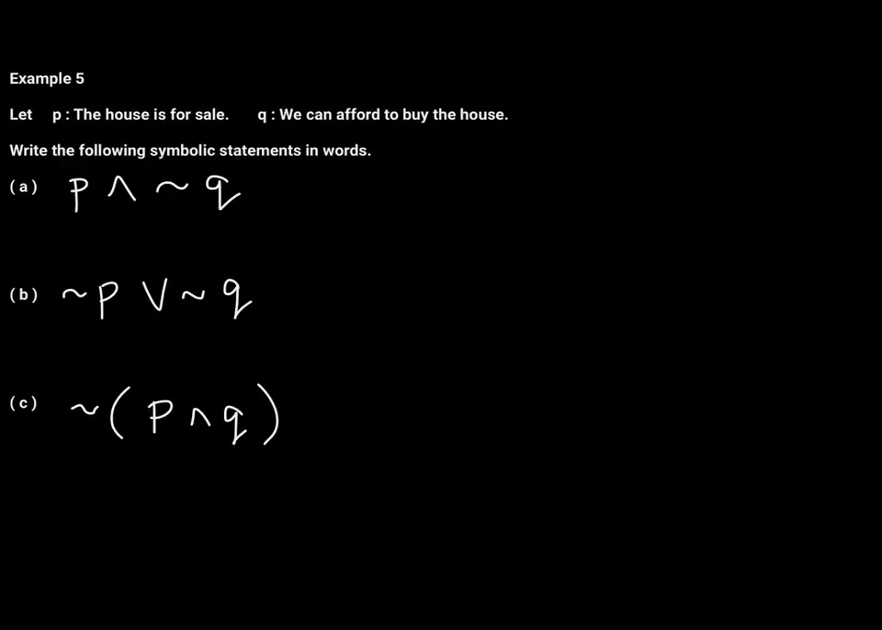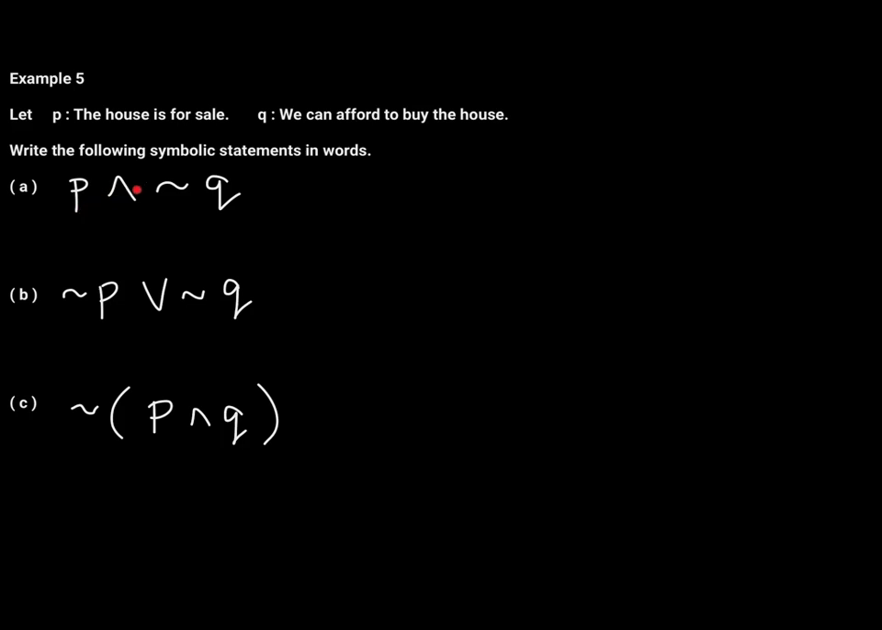All right, now it's going to be turned around on us, whereas the symbolic form is given, we have to give the statement in words. All right, so let P represent the statement. It's a simple statement. The house is for sale. Q represent the statement. Again, the simple statement. We can afford to buy the house. All right, so this is the first statement that they want us to write in words.